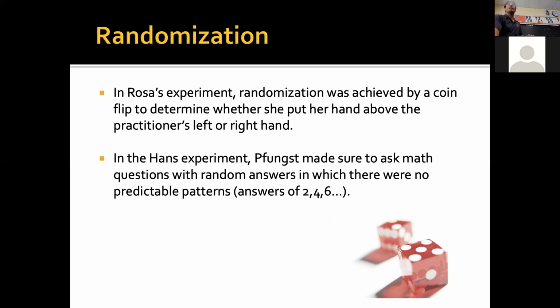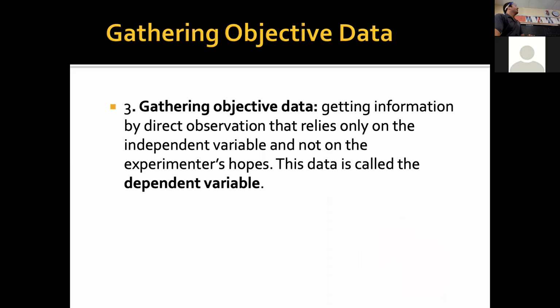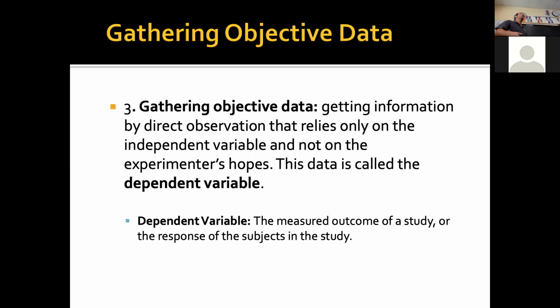You guys good with that? Yeah, all right. So gathering data, dependent variable. The dependent variable is this measured outcome, right? This is the response to a certain study. So we know the independent variable is interchangeable. This is something that the experimenter alters or changes in the study. Dependent variable is that measured outcome. So this is what the measurable outcome is of that study.